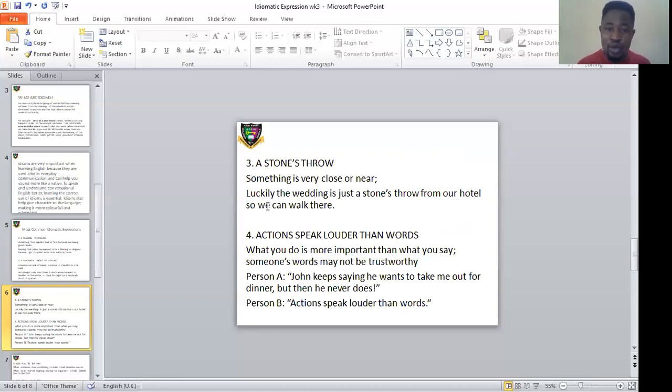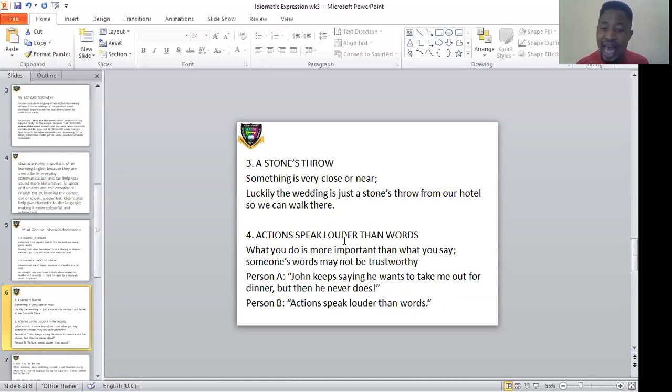So look at the example given here. Luckily, the wedding is just a stone's throw from our hotel, so we can walk there. If something is a stone's throw from where you are, that means you can just easily walk there. You don't need to drive your car or ride your bike or whatever. Look at example number 4.